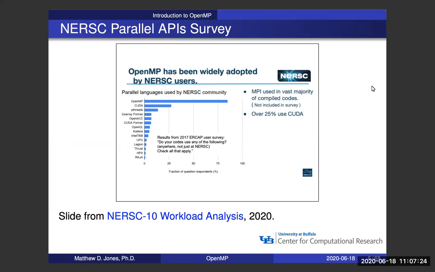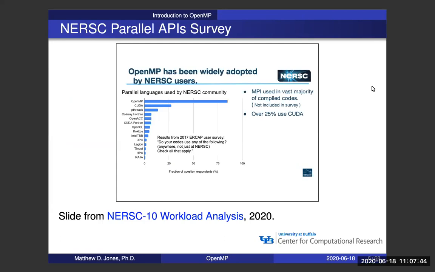So this plot I actually lifted from one of the NERSC workload reports. If you're not familiar with NERSC, it's the National Energy Research Scientific Computing Center at Lawrence Berkeley National Laboratory. This is run by the US Department of Energy, Office of Energy Sciences. It's the main open resource for scientific computing within DOE. They do a really good job of capturing their workload.